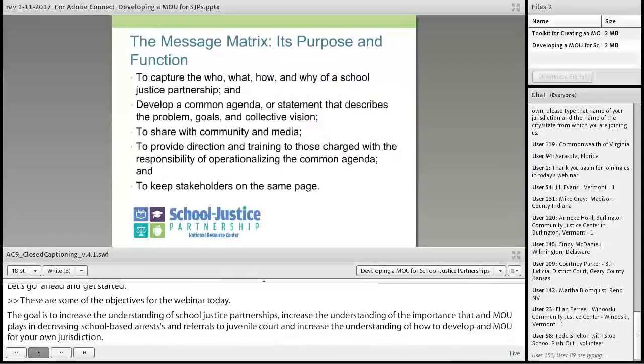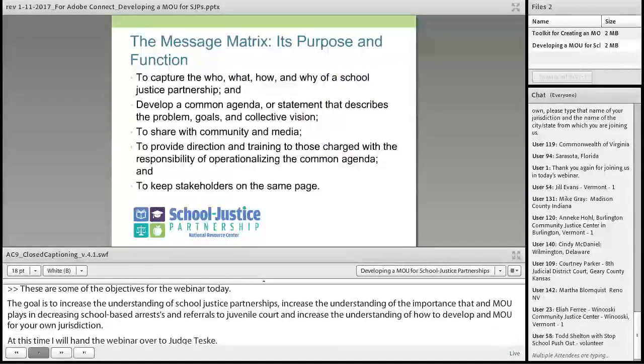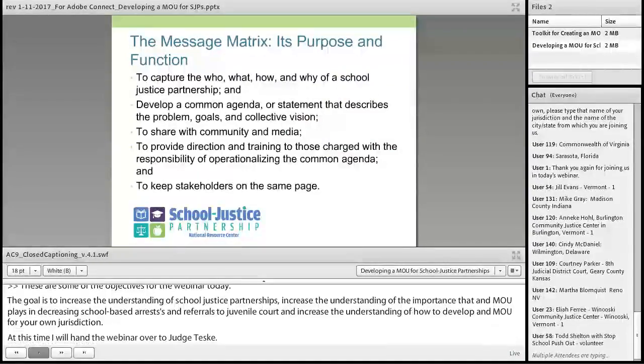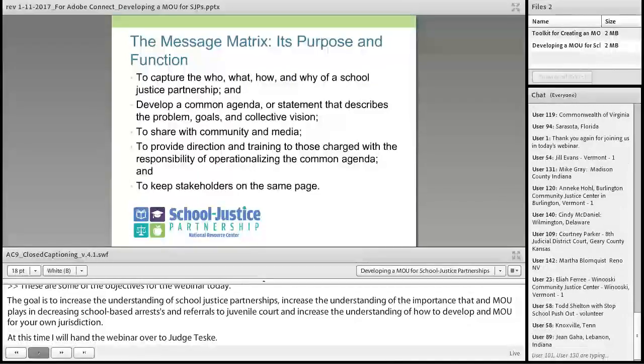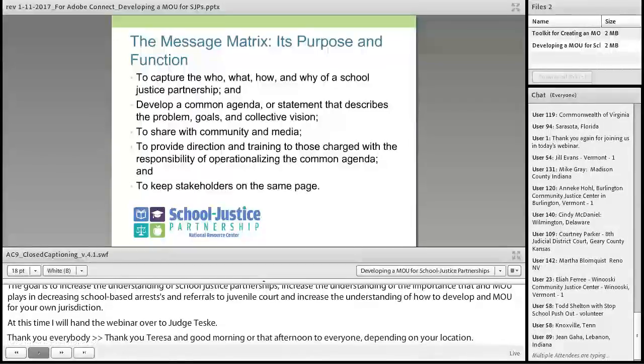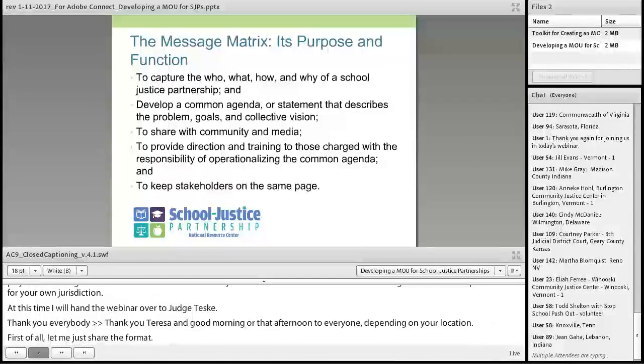Thank you, Teresa, and good morning or afternoon to everyone, depending on your location. First of all, let me just share the format. I'm going to take you through the tools as we use them when my technical assistance team, which is a 5-member team, visits other jurisdictions.